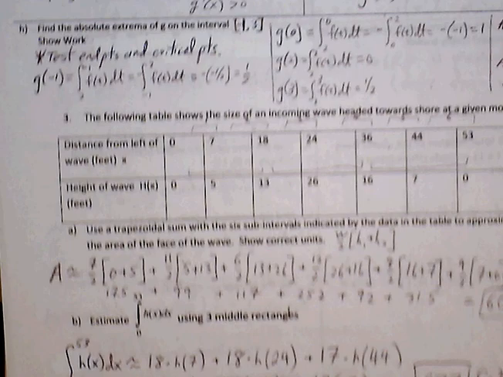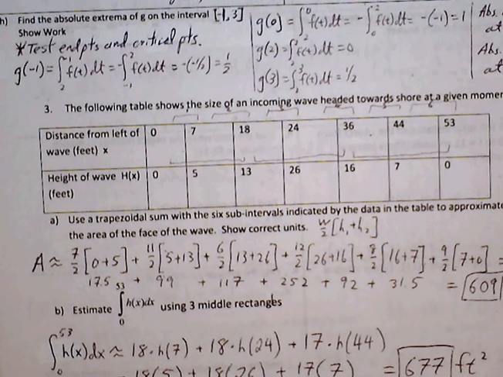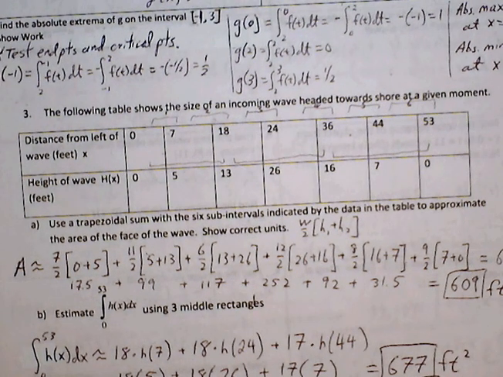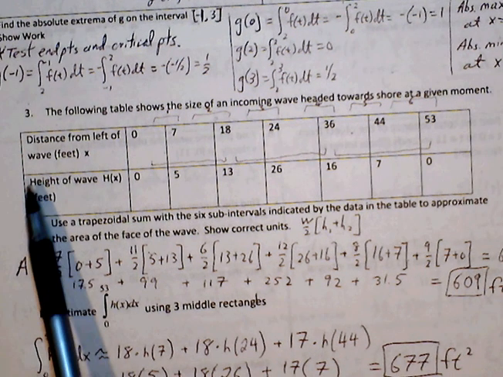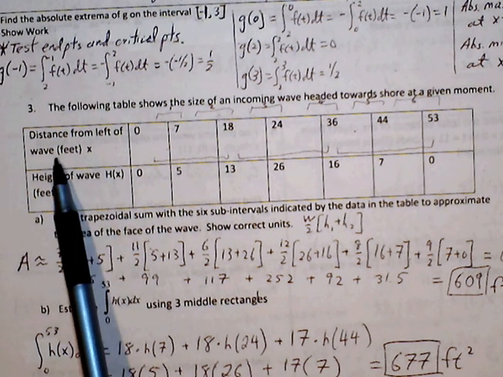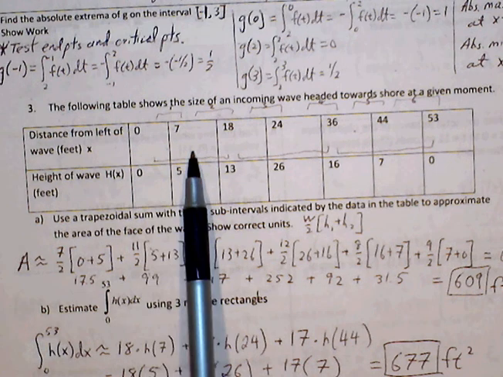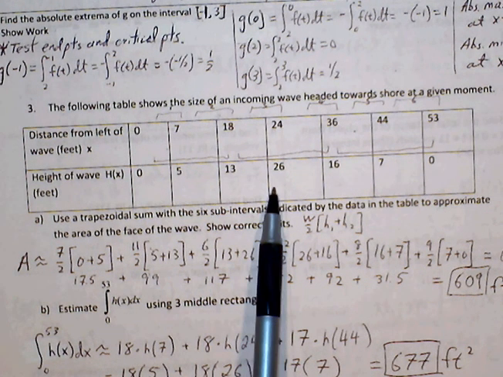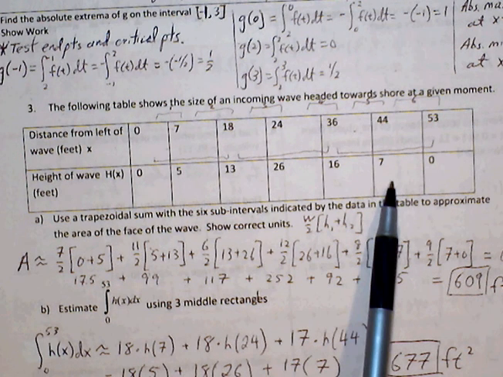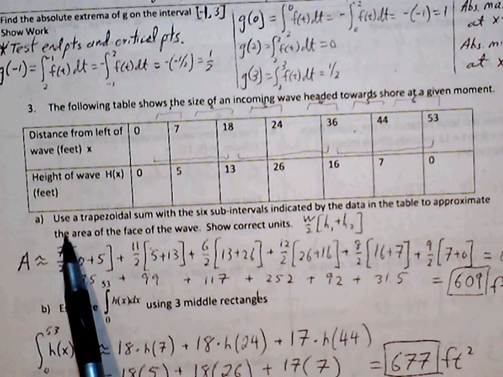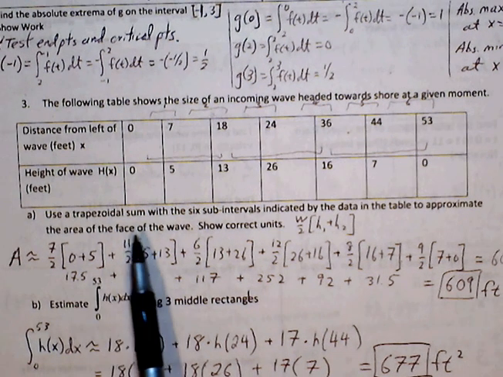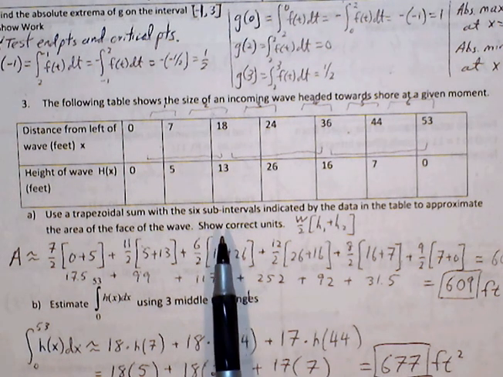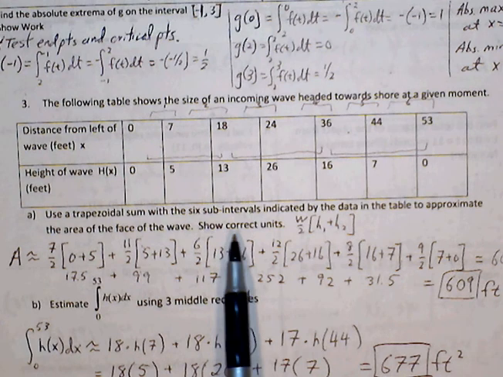Okay, last problem here. The following table shows the size of an incoming wave headed towards the shore at a given moment. So distance from left of the wave, and the height of the wave at these specific distances. So part A, use trapezoidal sum with six subintervals indicated by the data to approximate the area of the face of the wave.